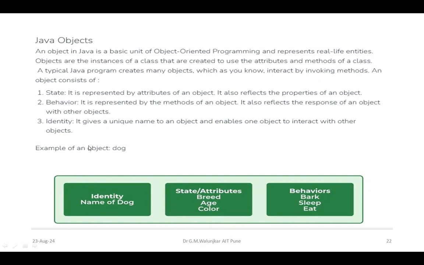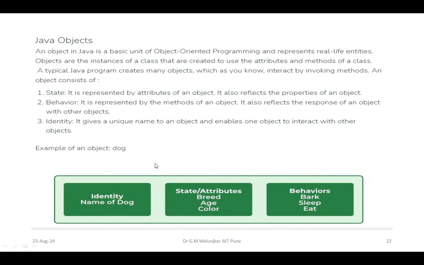Now come to the Java object. An object in Java is a basic unit of object-oriented programming and represents real-life entities. An object consists of three things: state of an object, behavior of an object, and identity of the object. State is represented by the attributes of an object. It also reflects the properties of that object. Behavior is represented by the methods of an object. It also reflects the response of an object with other objects. The third important part is the identity of the object, a unique name that enables one object to interact with other objects.